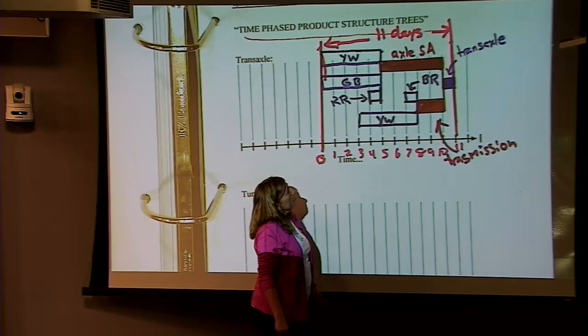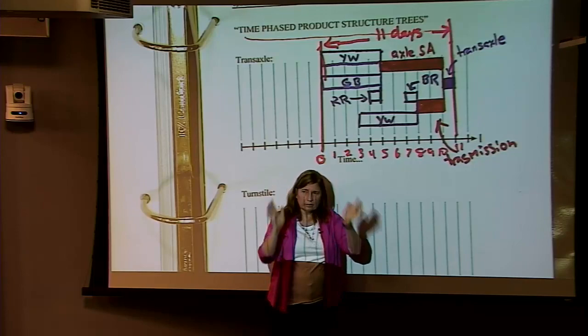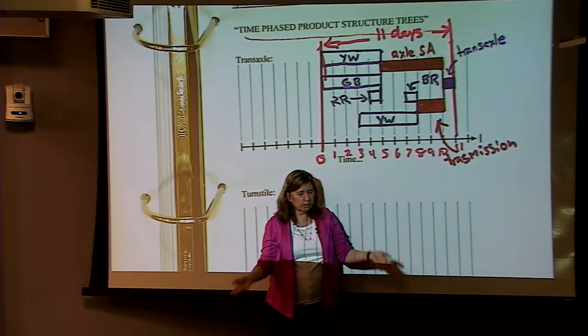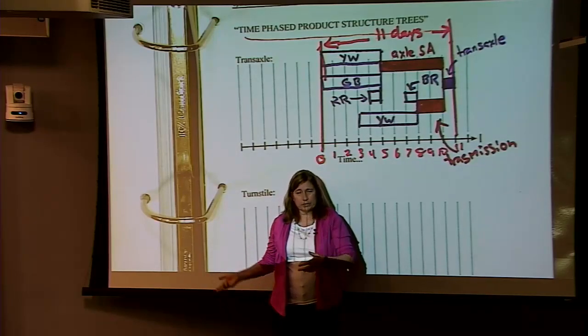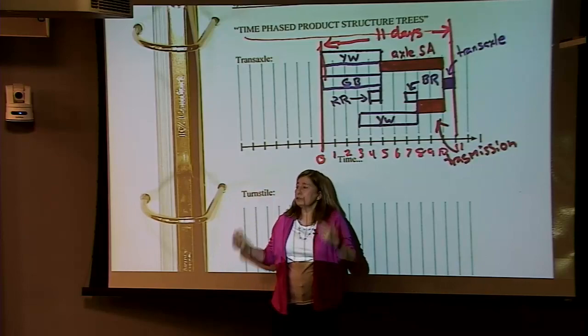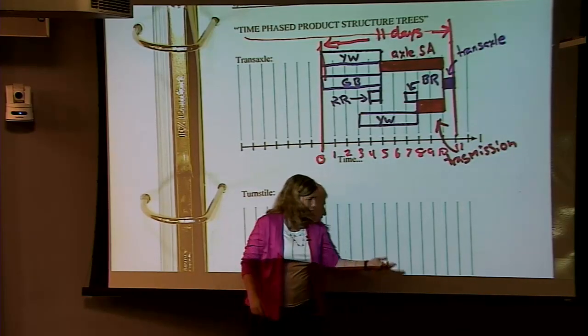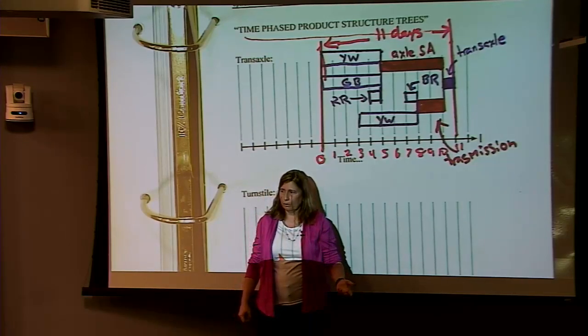Now, 11 days, again, just practicing the logic of MRP. If somebody wanted a transaxle and we don't have anything, it'd be 11 days before we could produce one. If somebody wanted a million transaxles, and we don't have anything, it'll be 11 days before the 1 million are done.